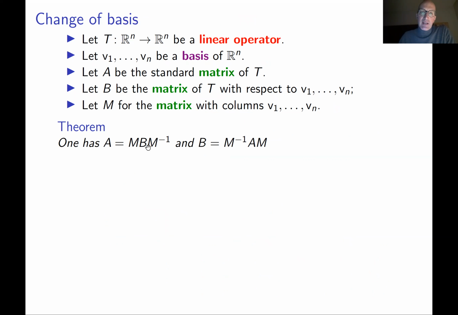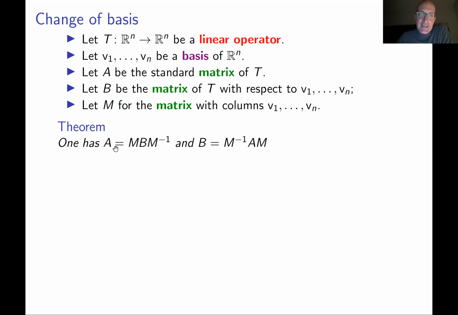So A is M times B times the inverse of M, or B is equal to the inverse of M times A times M. Of course, these two equalities are equivalent. If you know this equality, you can express B and get the other equality. So if you want to prove the theorem, it's enough to prove one of them. Let me give you a very, very sketchy idea of how to prove this equality.